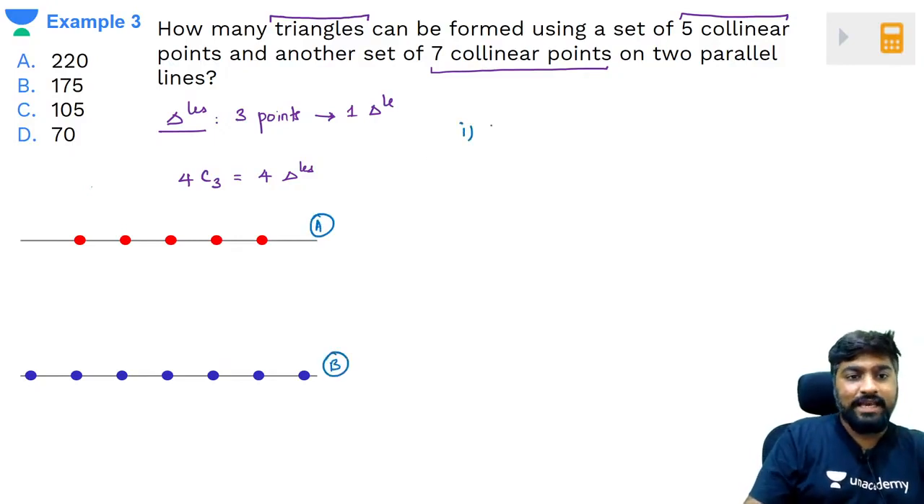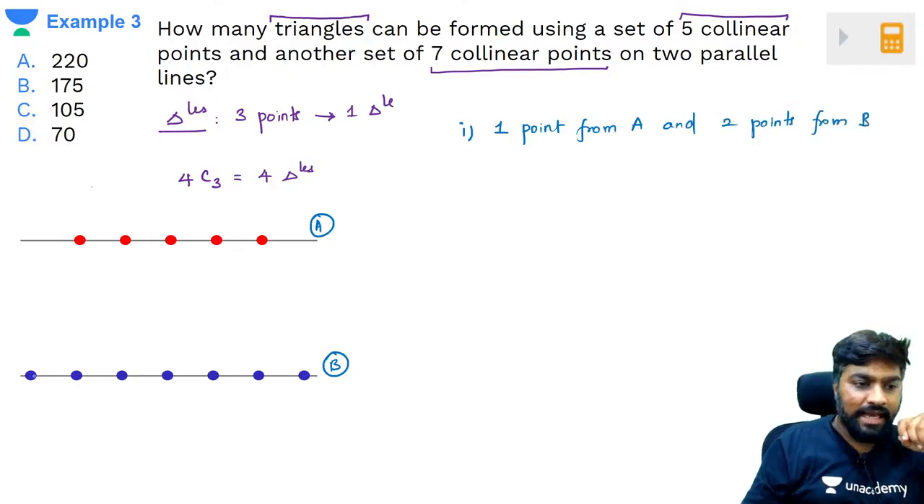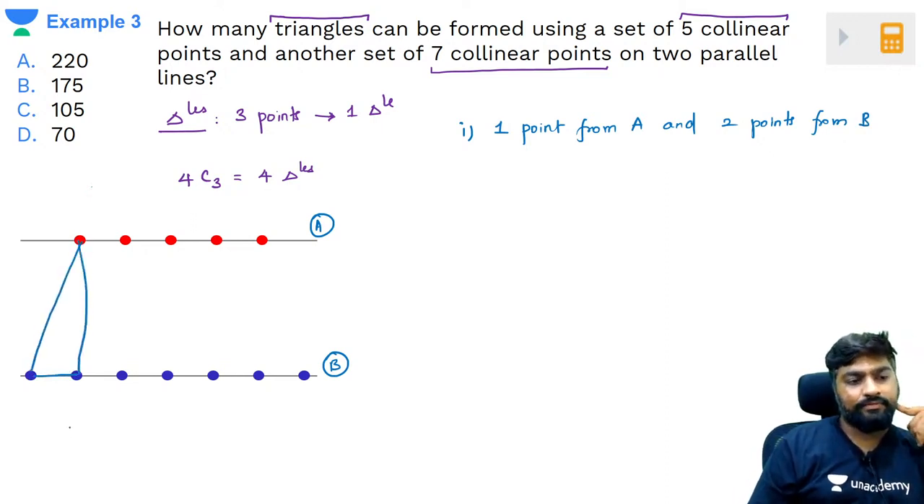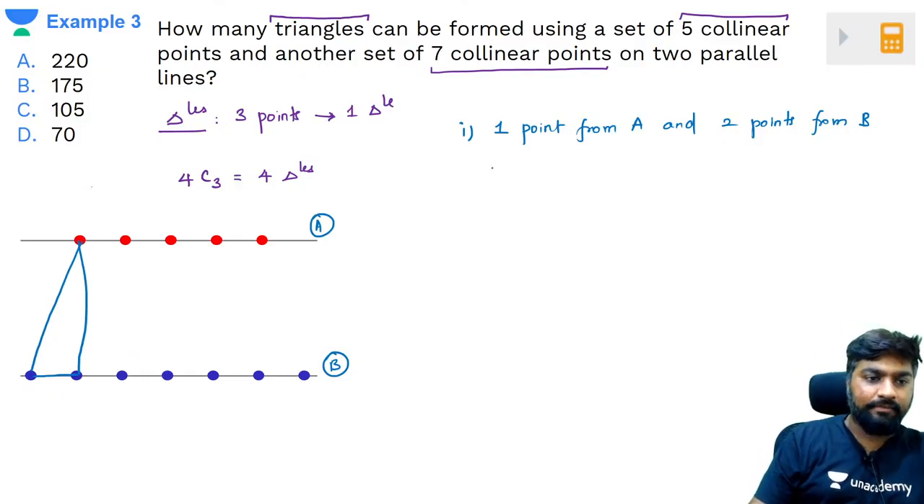First case, we can select 1 point from A and 2 points from B, correct? The base will lie here, the vertex will lie here, correct? Yes, agreed? So these kind of triangles. So what do we want? We want 1 point from A. There are 5 points, out of which we want 1.